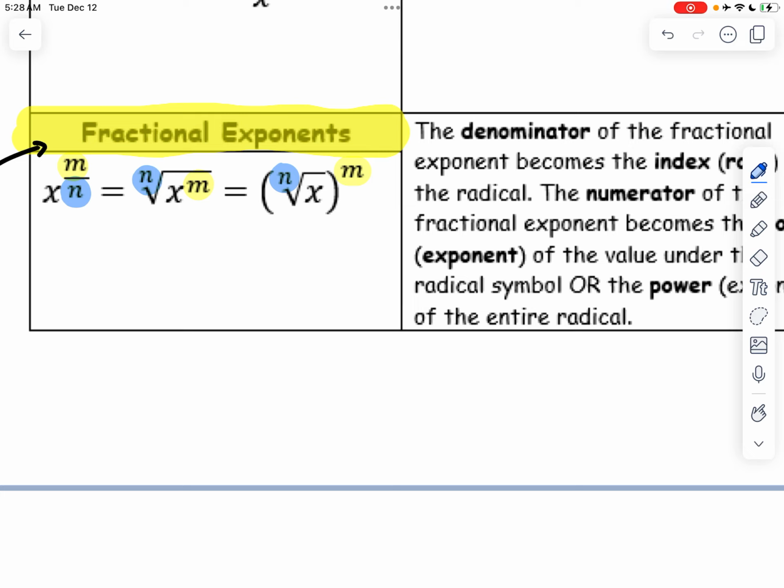You can also, this property, just to show you with the radical side, it can actually be expressed two ways. That exponent of m could be inside the radical, directly being applied to that base, that x, or it could be raising the entire radical to the power and be outside of the radical. They're both equivalent forms.